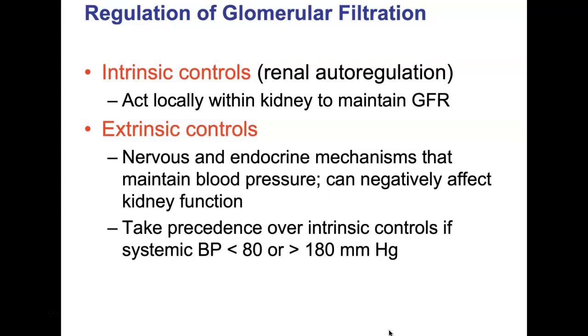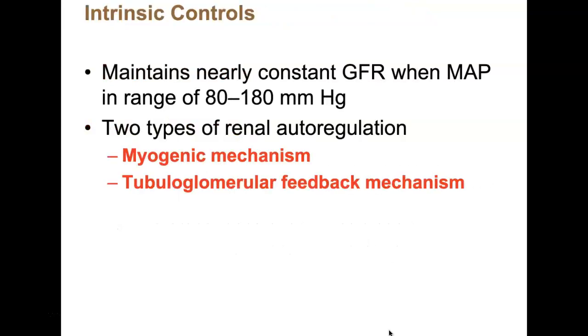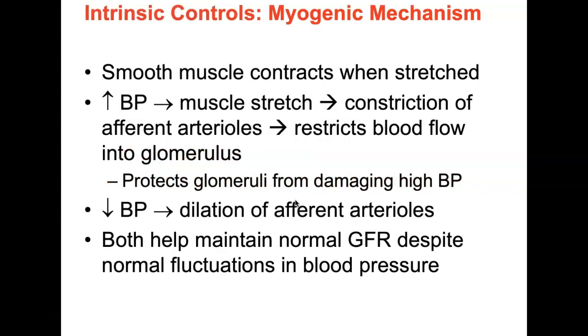So let's take a look at how the intrinsic mechanisms are going to work. Intrinsic controls work as long as the mean arterial pressure is between 80 and 180 millimeters of mercury. There are two types of renal autoregulation that we need to discuss. The first one is called the myogenic mechanism, and the second is called the tubuloglomerular feedback mechanism. With renal autoregulation, the kidney can maintain nearly a constant GFR despite fluctuations in systemic arterial blood pressure.